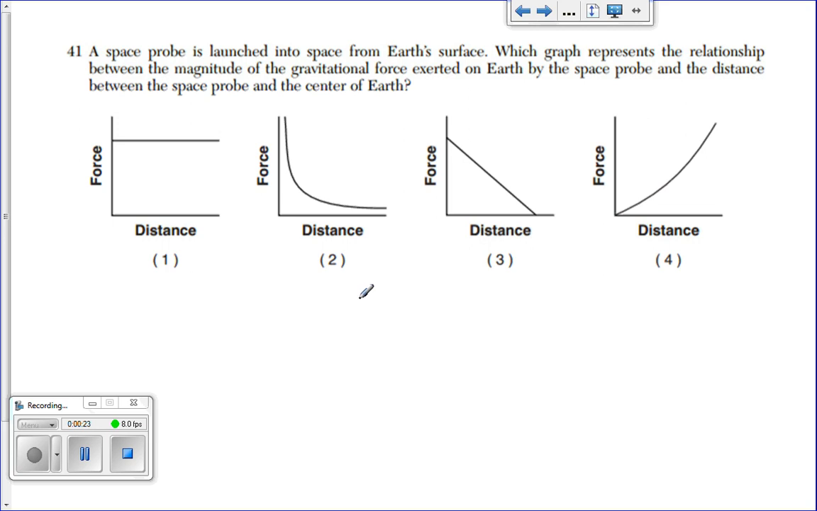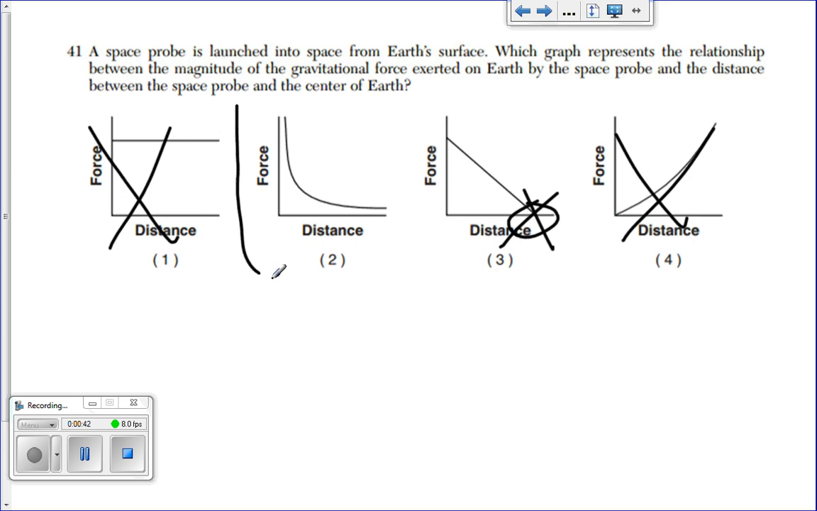If you get farther away from the Earth, the gravitational force should decrease. That force also never actually goes to zero. All right, well, if it's decreasing, that is out and that is out. So we're down to 2 or 3. Your force is not going to ever hit zero, okay? So this is a problem. So that's no good. This is your inverse relationship graph right here. All right, easy question.